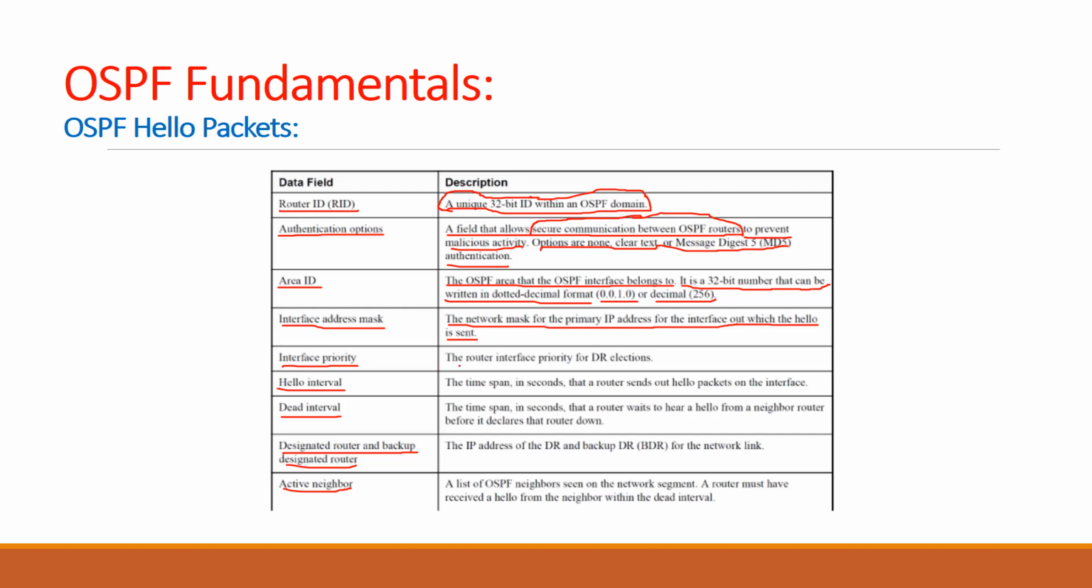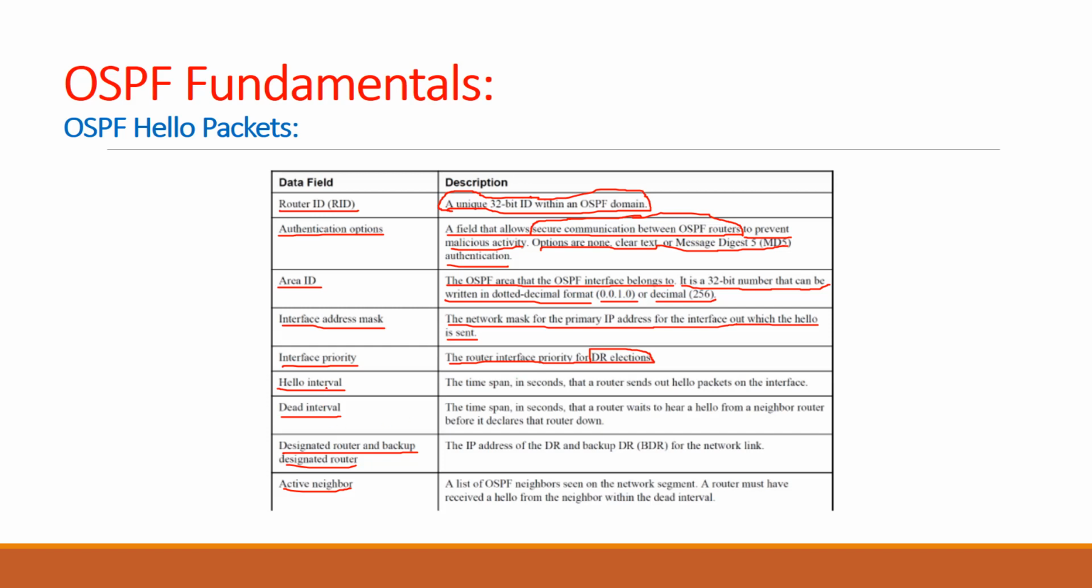The interface priority, the router interface priority used for DR elections. In the broadcast, we will discuss this type of elections in another slide, but remember that the hello packet contains interface priority that is used for the election of the designated router.